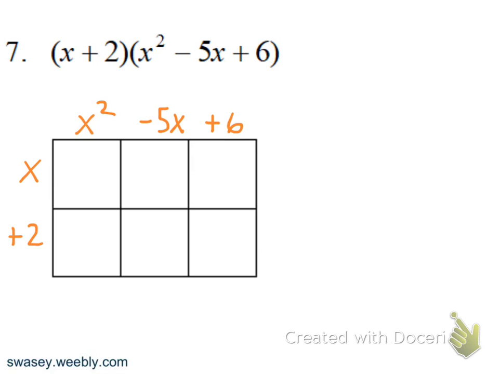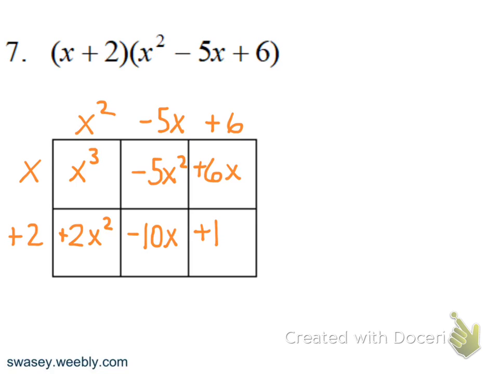Find the area of each rectangle. x times x squared is x cubed. x times negative 5x is negative 5x squared. x times 6 is 6x, and that's positive. 2 times x squared is 2x squared, that's positive. 2 times negative 5x is negative 10x. 2 times 6 is 12.